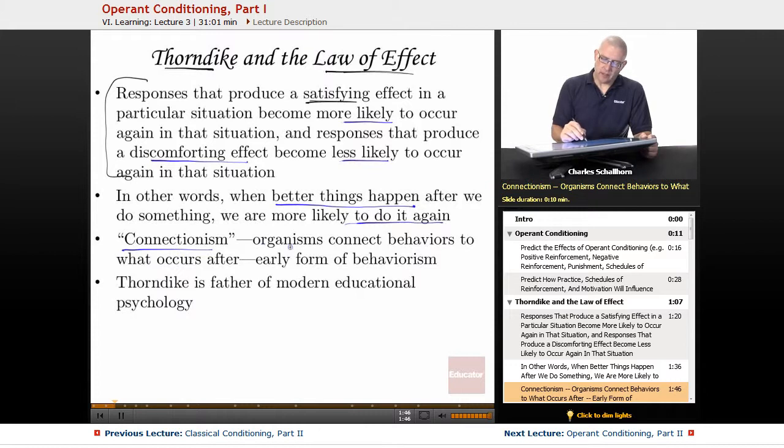So connectionism: organisms connect behaviors to what occurs after, and this is an early form of behaviorism. As a result of his work, Thorndike is sometimes known as the father of modern educational psychology.